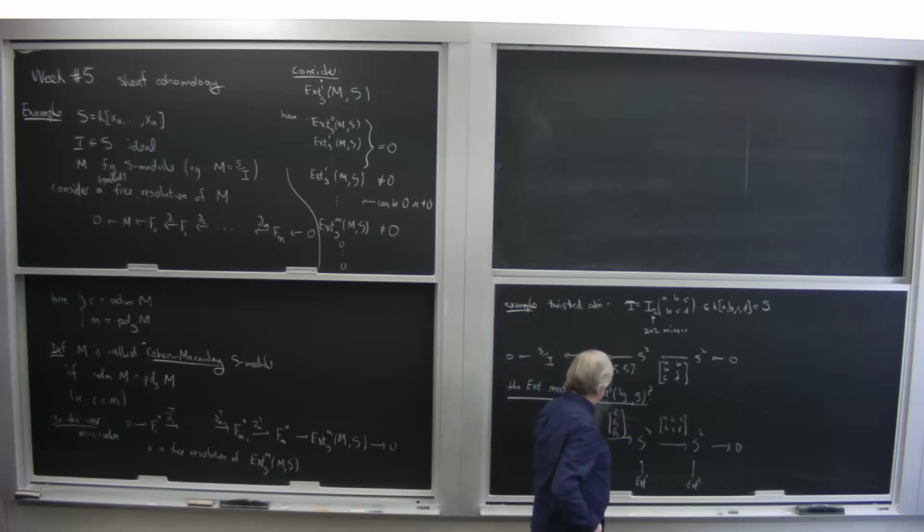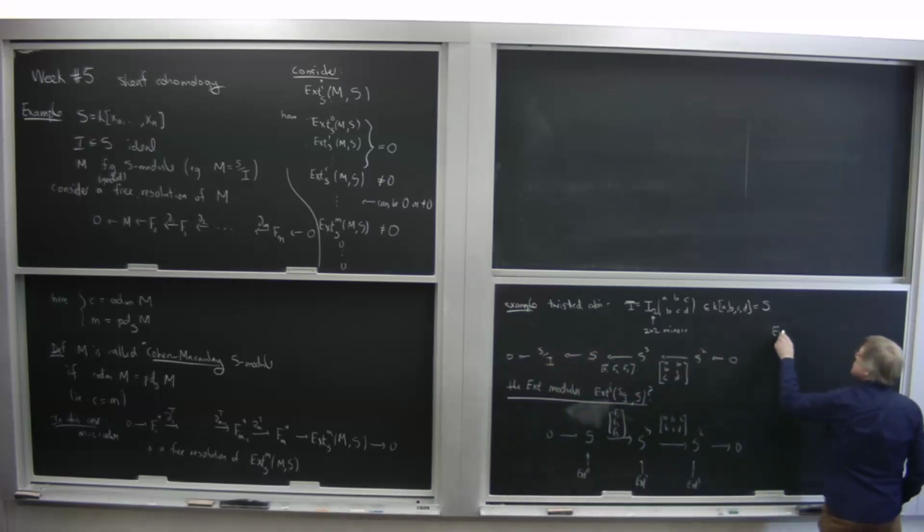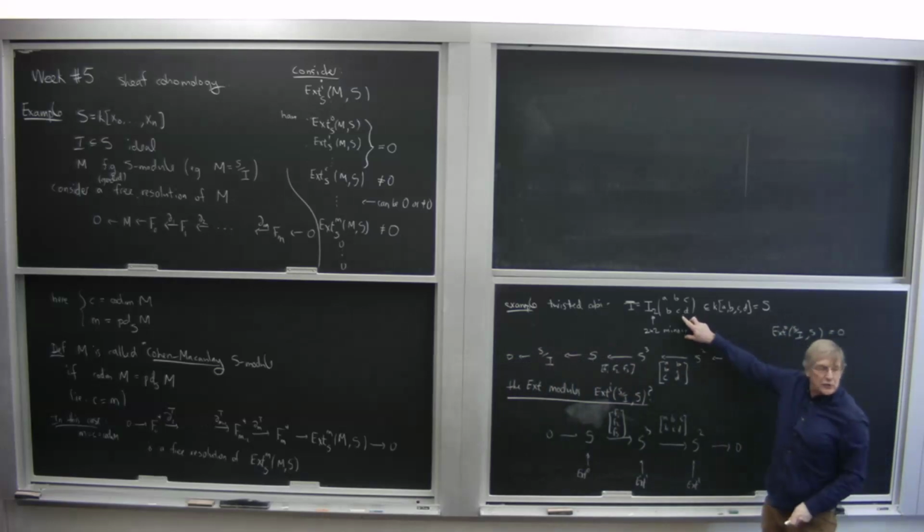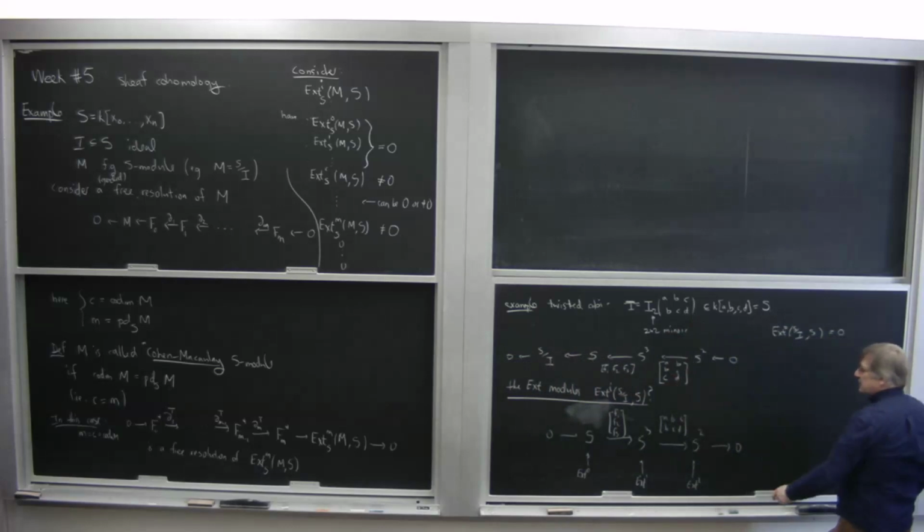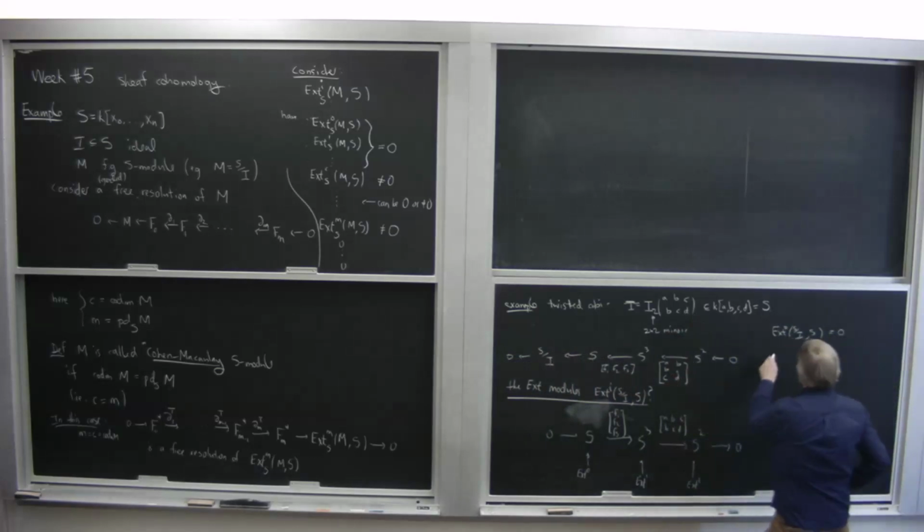Okay, what are these things? The kernel of this map is 0. So we have Ext^0 of S/I into S is 0. Actually, we already know that this ideal has codimension 2 because I think we computed it using Hilbert series. So it should be that the Ext^1 is 0 too, but let's take a look.